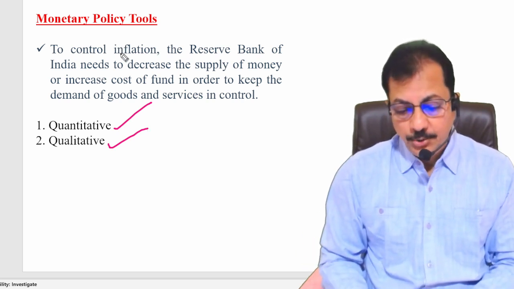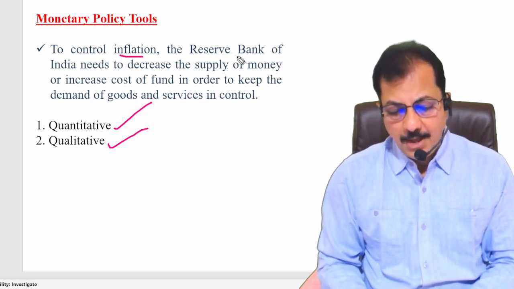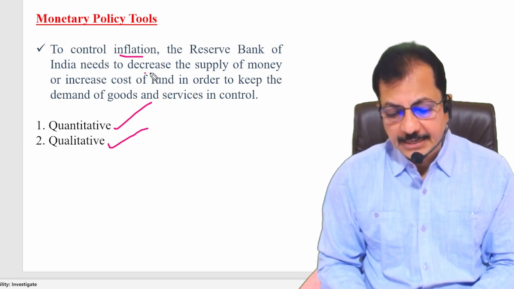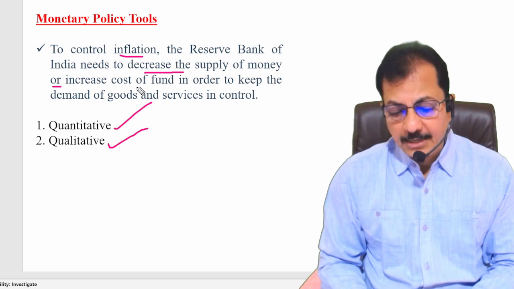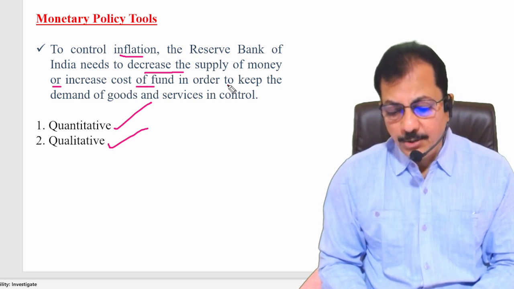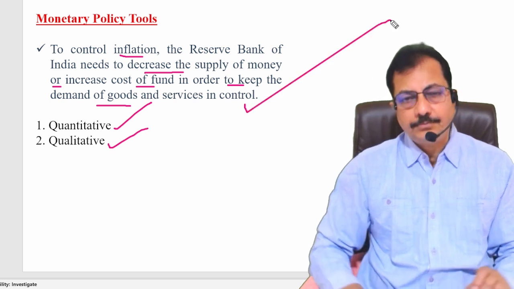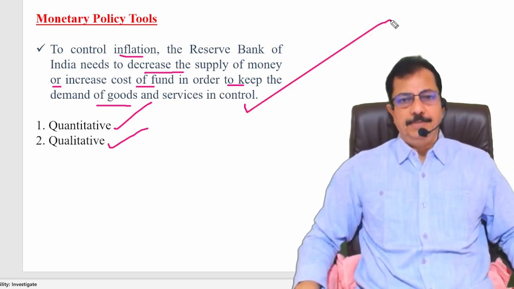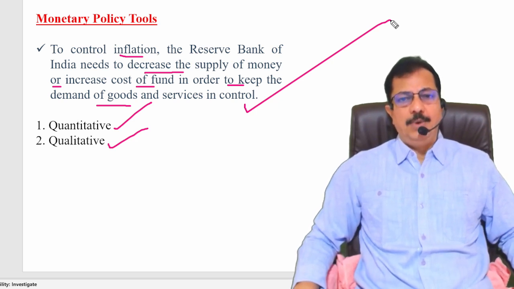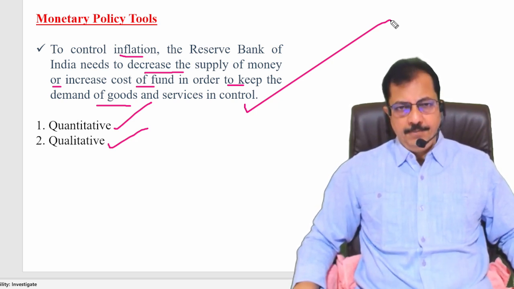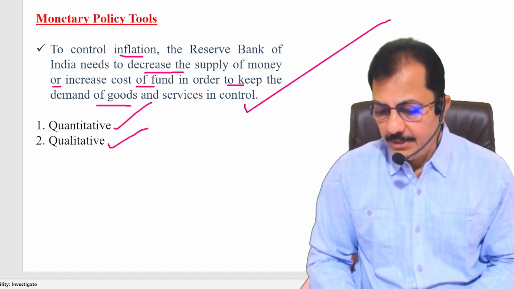Look at this. To control inflation, RBI needs to decrease the supply of money or increase the cost of funds in order to keep the demand for goods and services in control. That's it. This is monetary policy. And it can be of two types: quantitative and qualitative. What are they? Let's try to understand now on the next page.